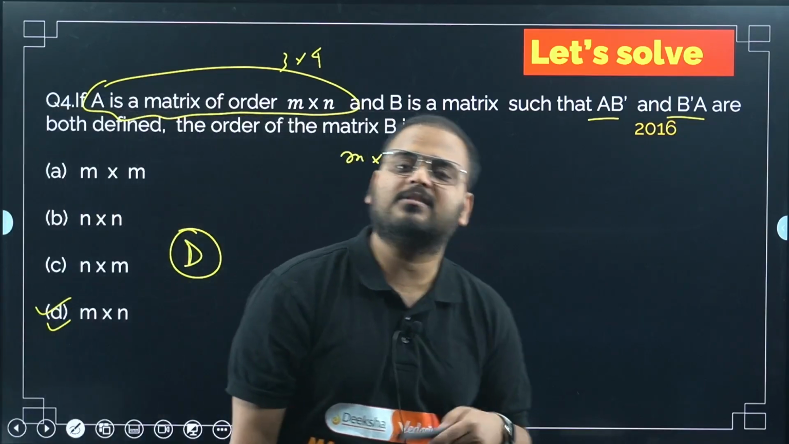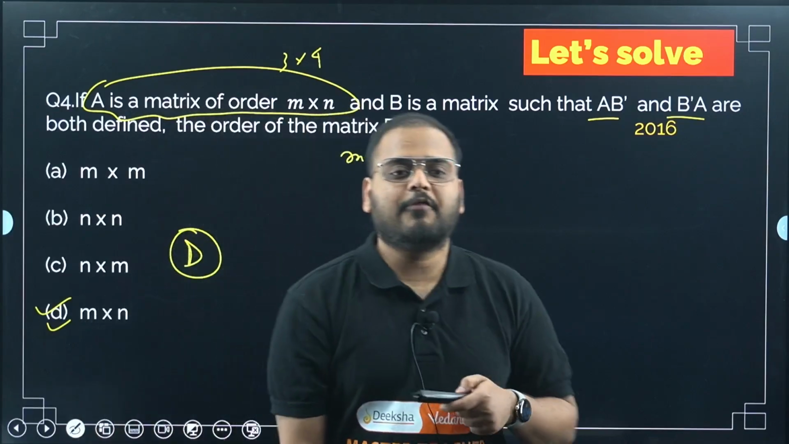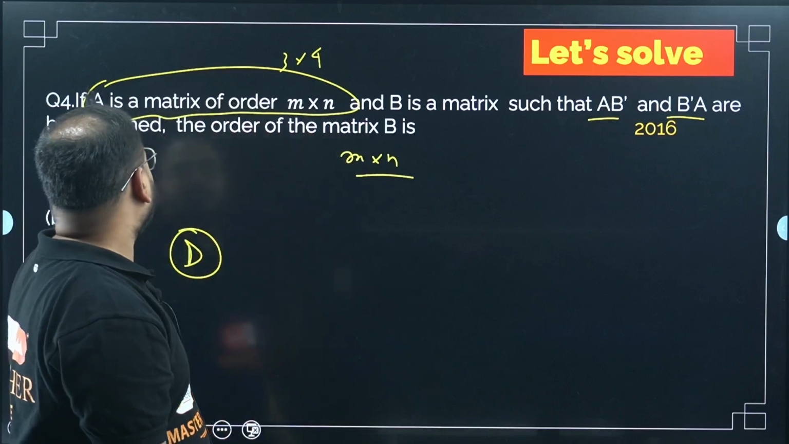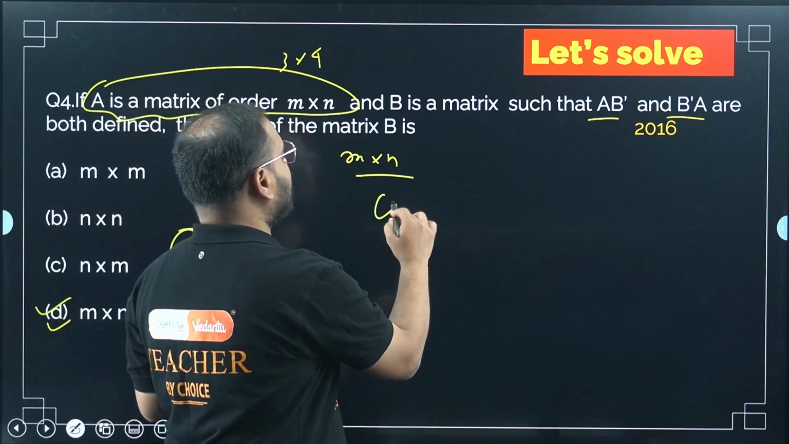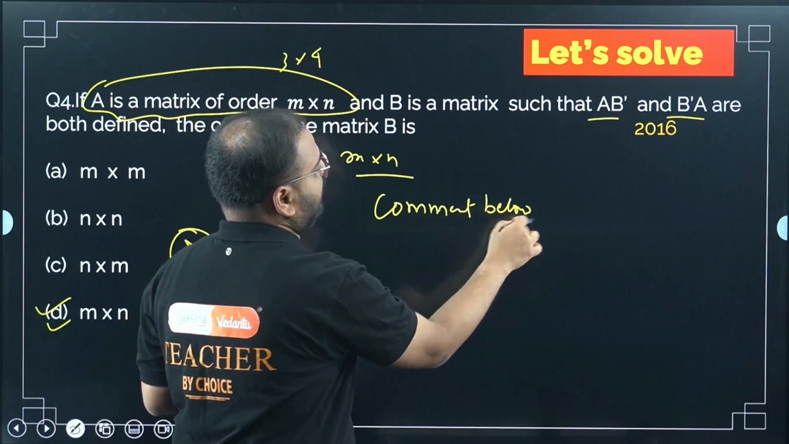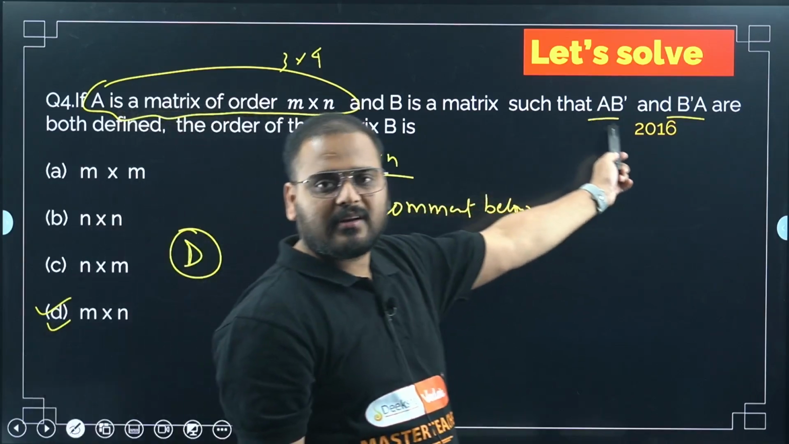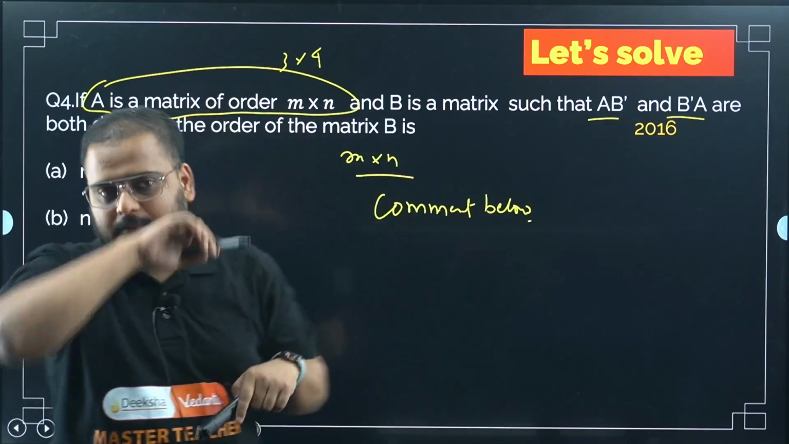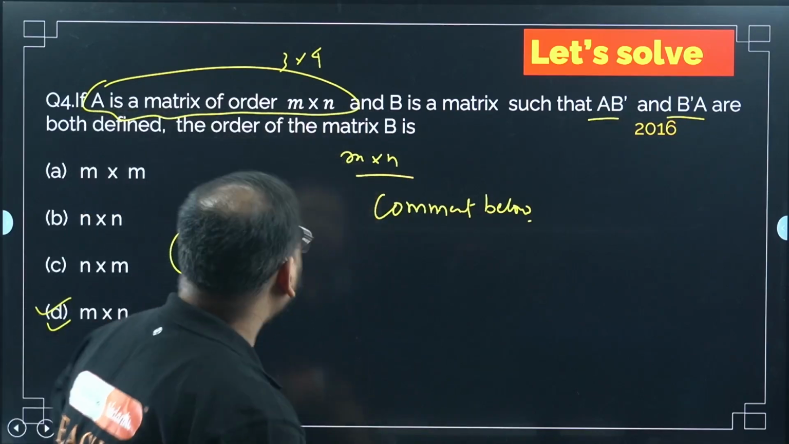Comment below if you are getting some other answer, and we'll discuss it. For question number 4, if you are getting any other answer, comment below. Just check the same order. M cross N is given. For B dash you have to assume. Let's move on.